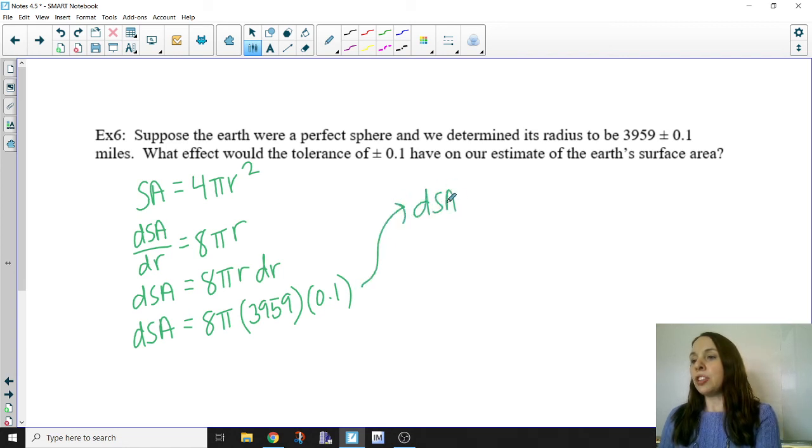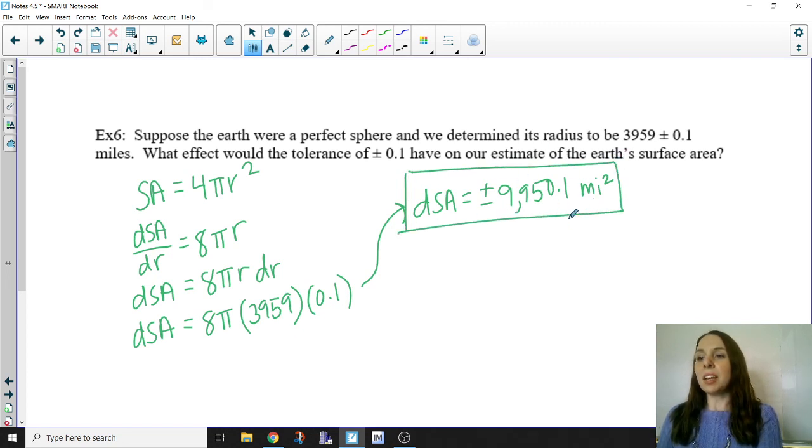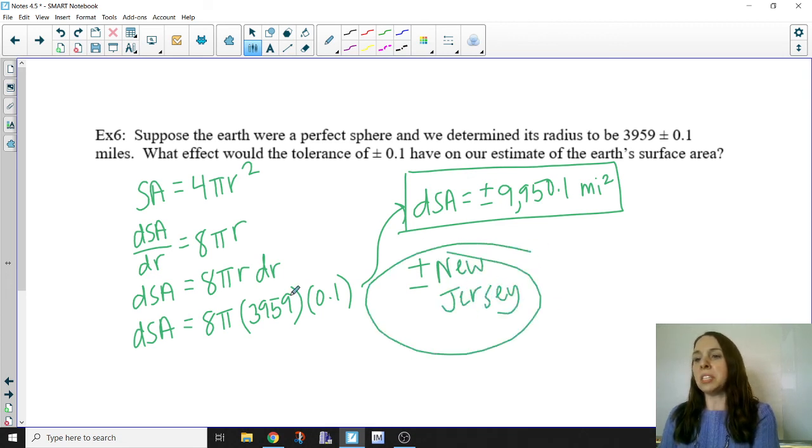we get that the change in the surface area is going to be approximately plus or minus 9,950.1 square miles. That's how much the surface area could be off by just a tenth of a mile off in our reading of the radius of the Earth. I think that's pretty fun. Just to give you some perspective, that's approximately the size of New Jersey. So really, we could say the answer is plus or minus New Jersey. Perfect. Put that on your AP exam.